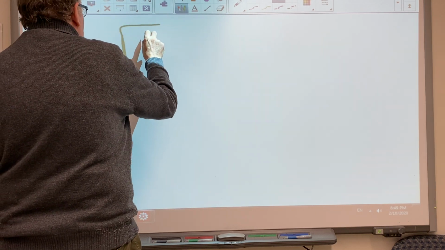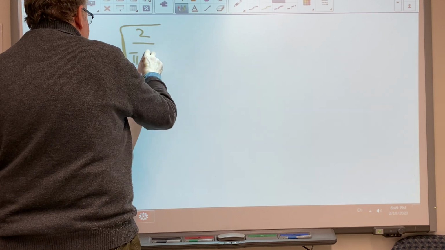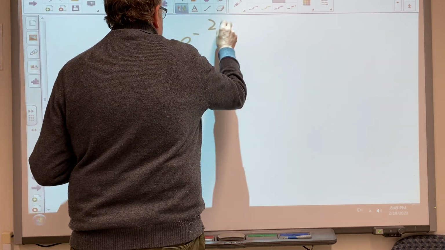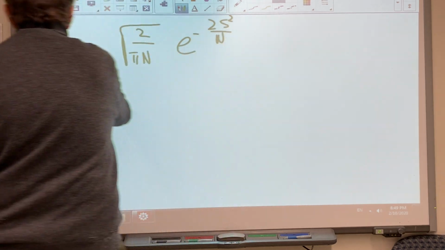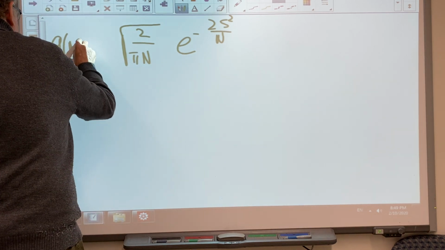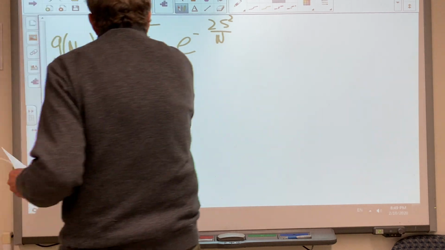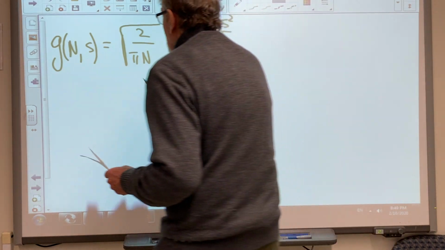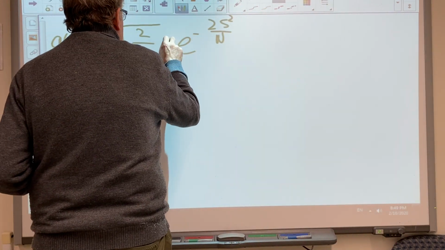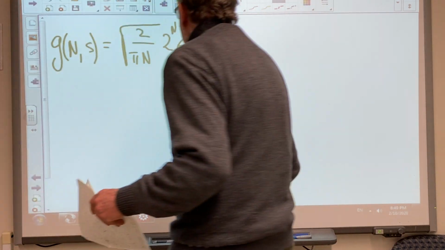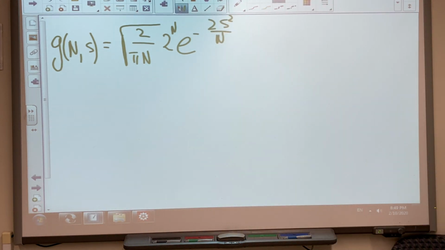square root of 2 over pi n e to the minus 2 s square over n. This is my g of n, s. I have a factor 2 to the n outside the square root. That's okay. And actually, you can convince yourself that this is the right result.